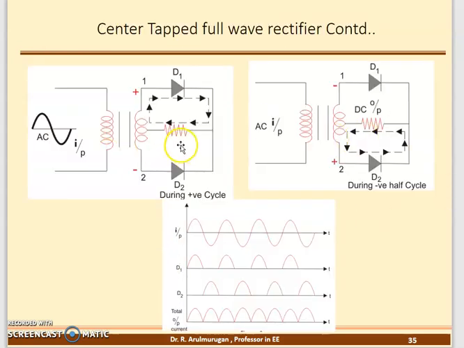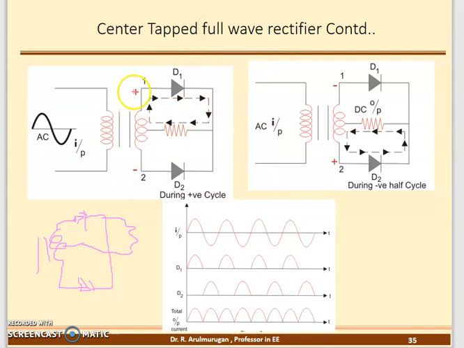See the same circuit. Two diodes are connected at this point, and the central point is connected to the load and the ground. This is the circuit I have drawn. Here is the transformer, then the central point, and here is one diode, and here is another diode. These two diodes I have joined, and after joining, I have connected them to the load.